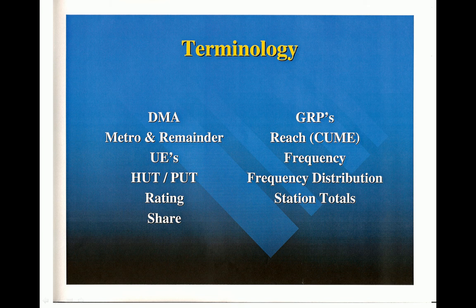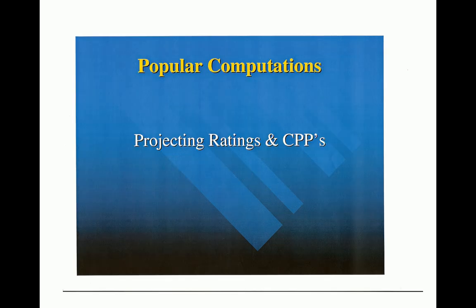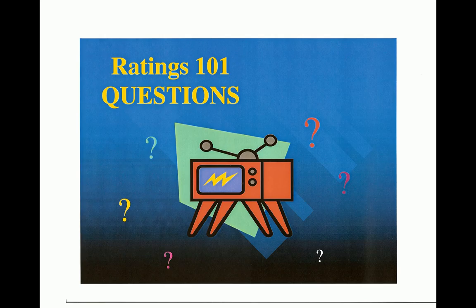Reach and cume: you're counting all the single touches of your ad or show. Frequency: how often do they see the same ad or show. The distribution, 1, 2, 3, and 4 times, and of course the station totals. How many thousands of folks are you reaching, and of course you can calculate your CPPs and your CPMs from that. Methods, as we know, are the diary, the meter, and the meter diary adjustment for some VIPs, and projecting the ratings and CPPs.